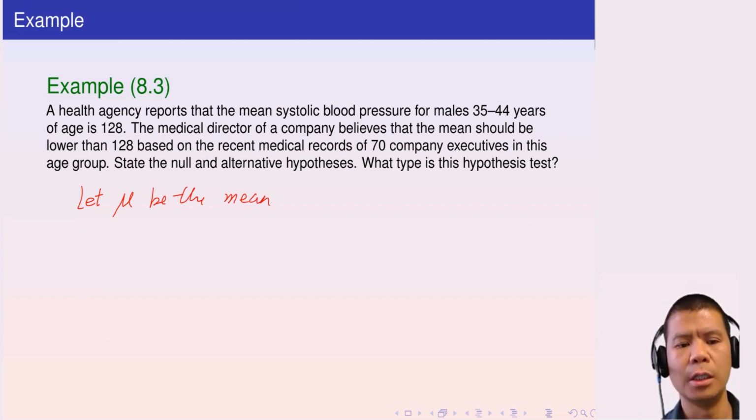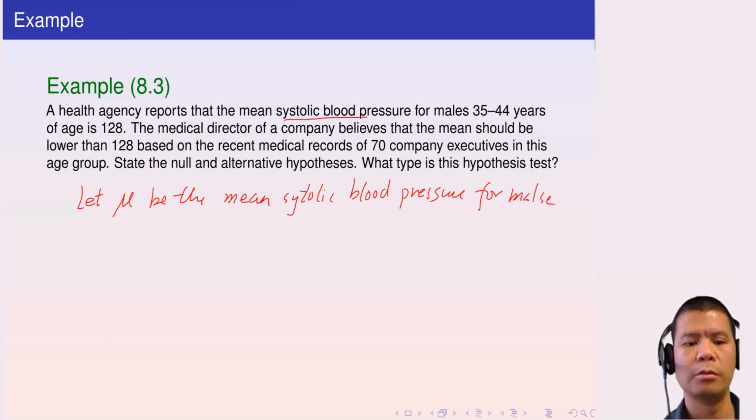Okay, what? This blood pressure, systolic blood pressure for males of ages 35 to 44. Let's say that.